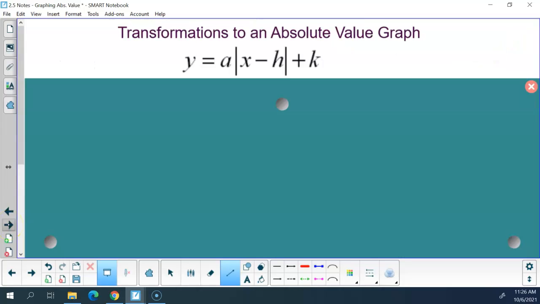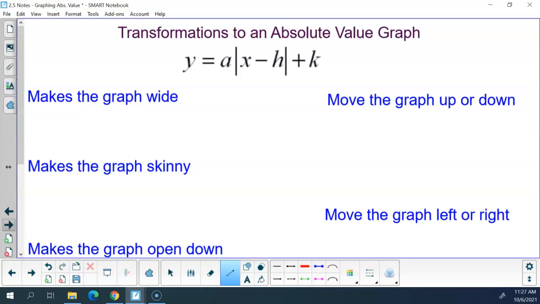Now, that method is great and all, but I like this method much better. It's higher level thinking for mathematics, but it makes it so much easier. If you buy into this method, it will make it much easier for you. So this method is the parent function. Every absolute value function that you have to graph will look like y equals a times the absolute value of the quantity x minus h, then plus k. Every single one of them is going to look like that.